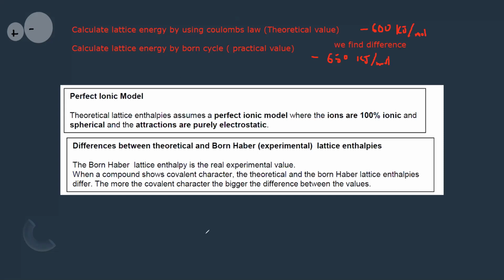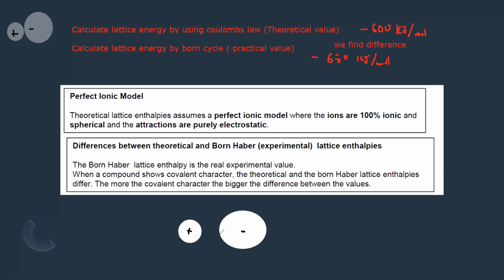Ions are polarized. What is the meaning of polarized? That means distortion occurs. They are not perfect spheres. For example, if you have a positive ion and a negative ion, there's attraction between them. We call that electrostatic attraction, or ionic bond.